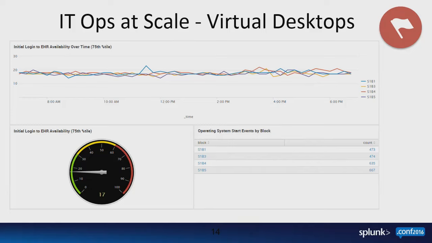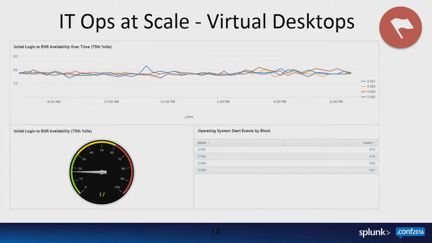And we all know system metrics only tell you so much. You can look at the CPU, you can look at disk usage and things like that, but what really matters is what the end user is seeing. And that's what we're able to get with this technology.